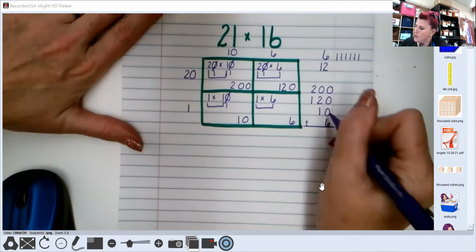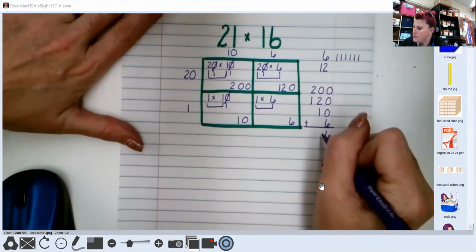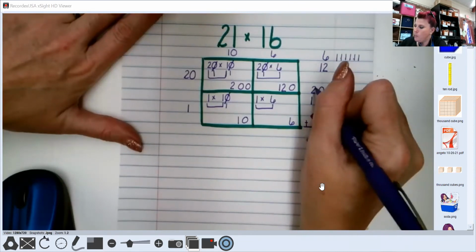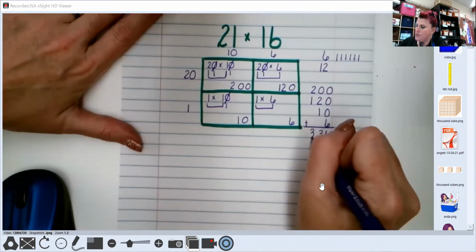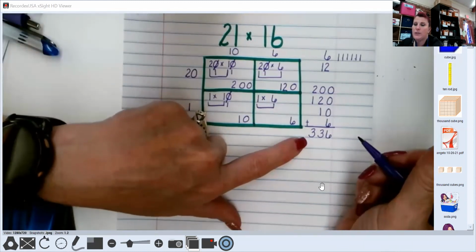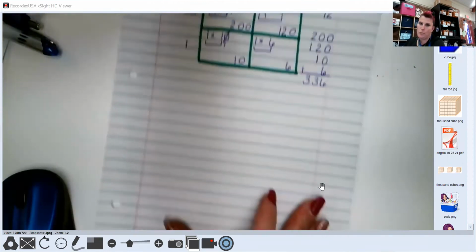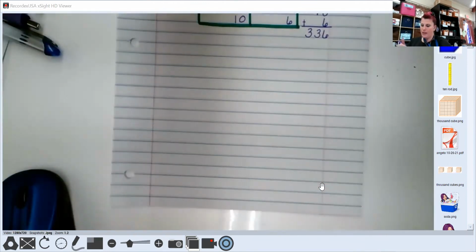0, 0, 0, and 6 is 6. 0, 2, and 1 is 3. And 1 and 2 is 3. So 21 times 16 equals 336. Let's do one more problem, and then I'll show the homework and give you the extra credit.